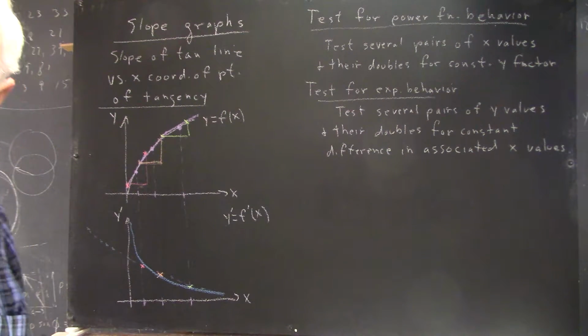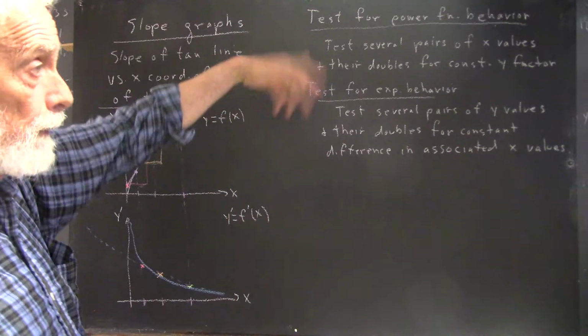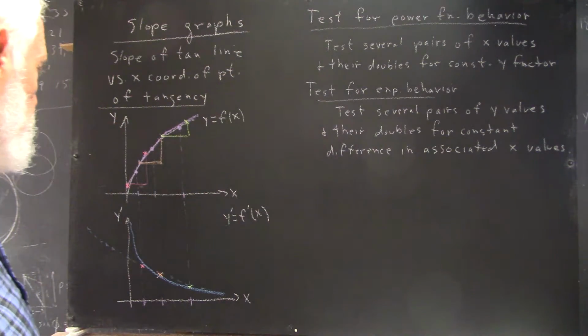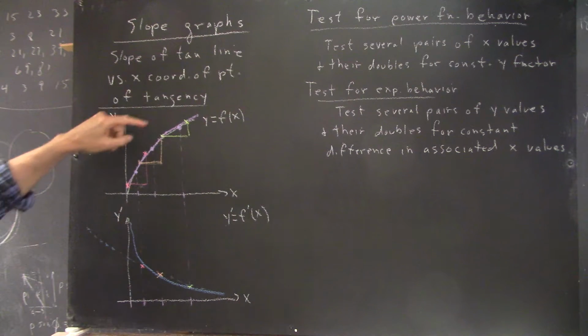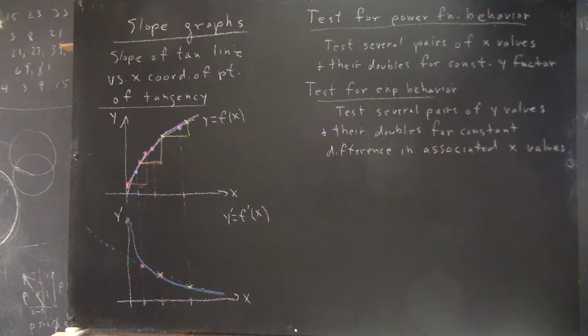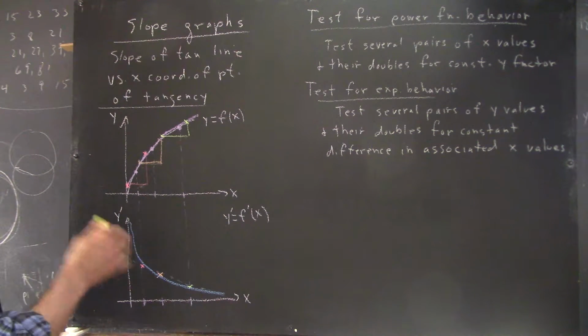Okay, let's test these graphs for power function behavior, for exponential behavior. Now, it doesn't make any sense to test this one for exponential behavior since the graph goes through the origin. And you should understand why, but that's generally simply something that's true. Okay, so I'm going to take a pair of x values that double.